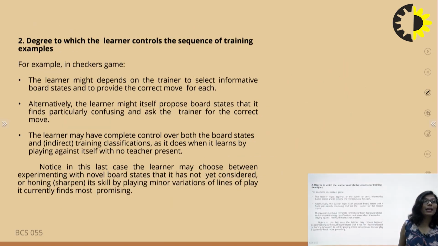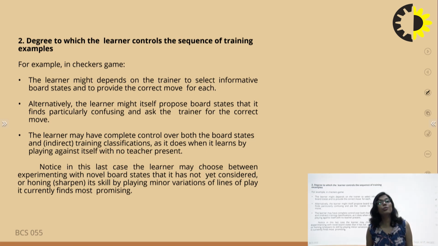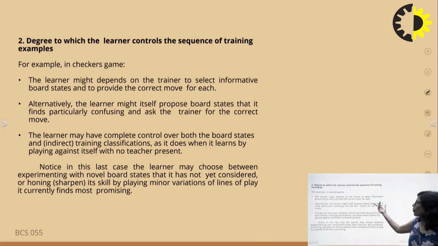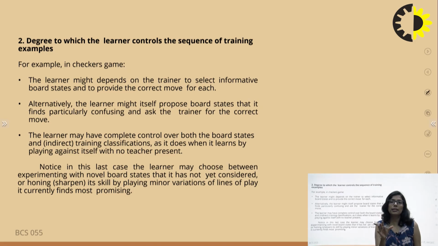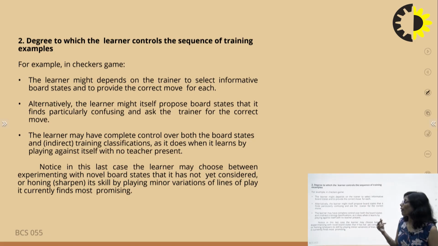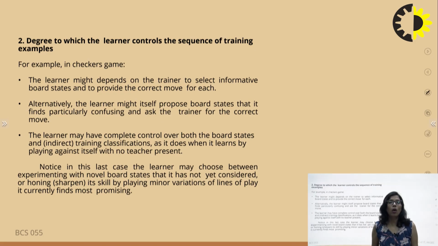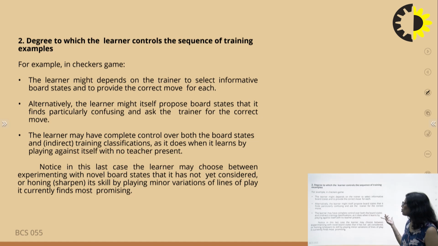So next is the degree to which the learner controls the sequence of training examples. How is the learner choosing the training examples to learn from? Here the learner might depend on the trainer. The trainer is going to select, okay, this is the best game, you should learn from this game. That is trainer-oriented. Second, the learner may propose board states itself and find particularly confusing ones to ask the trainer. So it is a hybrid way in which the learner learns on its own, and sometimes when it gets stuck, it asks the trainer. And third, the learner may have complete control over both the board states and the training classification, and it learns on its own.